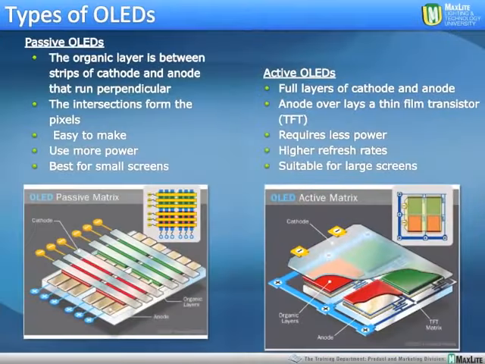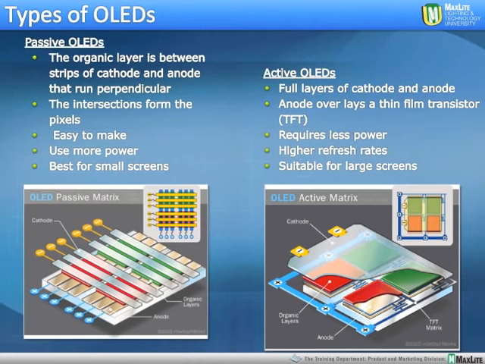Now there are two distinct types of organic LEDs. There's the passive matrix, and there's the active matrix, also known as AMOLEDs. The passive matrix OLEDs, the organic layer is between strips of cathode and anode that run perpendicular to each other, as you can see in the graphic below. The intersections form the pixels. Every intersection is an individual pixel. They're easy to make. They use a little more power than the AMOLEDs, but they're best for small screens.